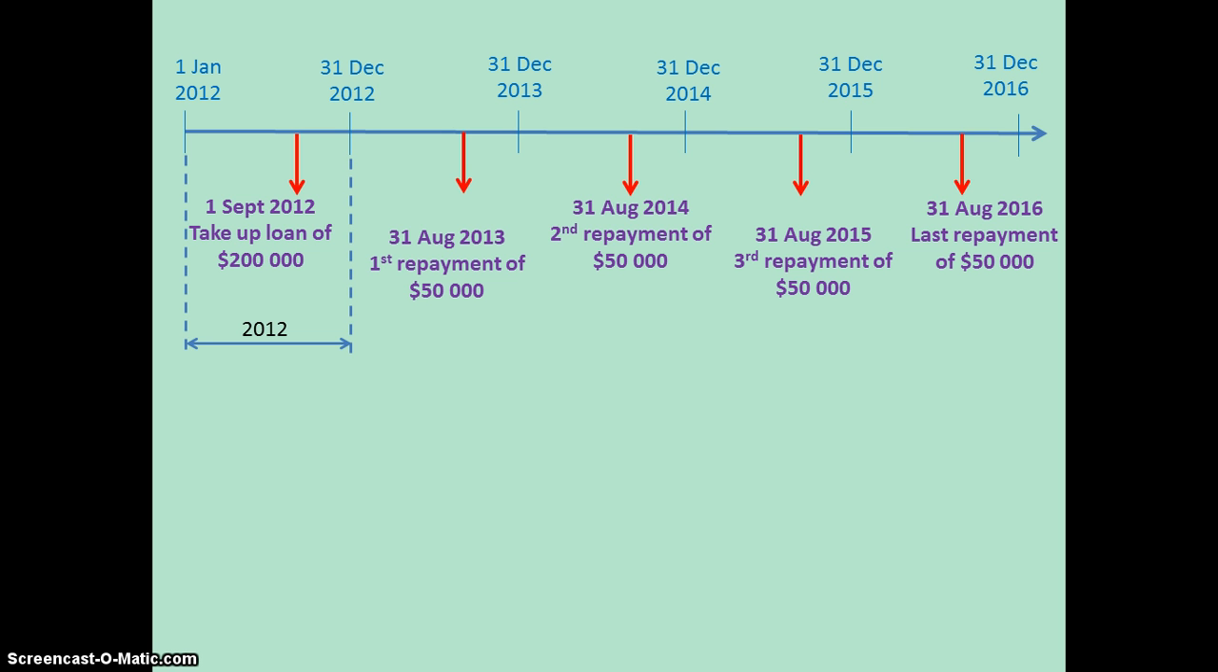Let's focus on the financial year 2012. Since the loan of 200,000 is taken on 1st September 2012, the business will debit cash at bank as it receives the money from the bank, so asset increases, and credit long-term borrowings as its liabilities increase.